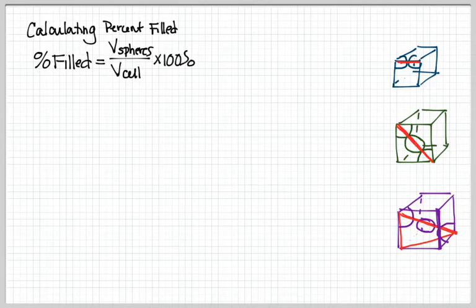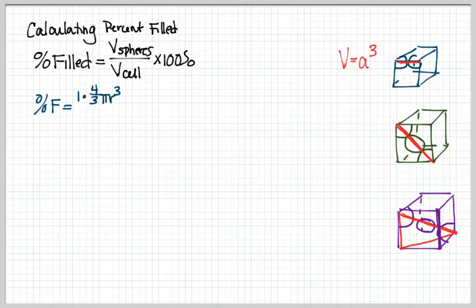So if we start with a primitive cube, we can figure out this percent filled by first calculating the volume of the spheres. Now we said that there's one atom inside a primitive unit cell, and the volume of a sphere, any sphere, is 4/3 pi r cubed. Now the volume of the unit cell itself is going to be the edge length, whatever that edge length is. Volume equals the edge length cubed.